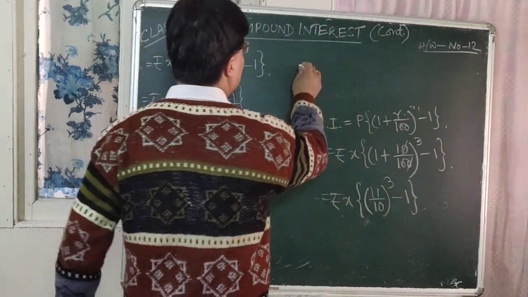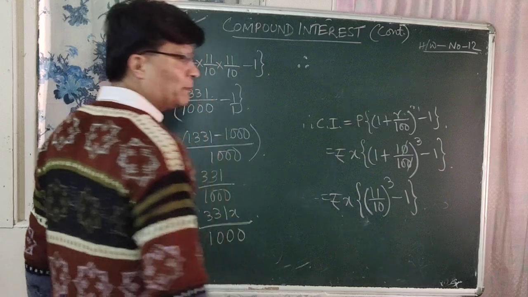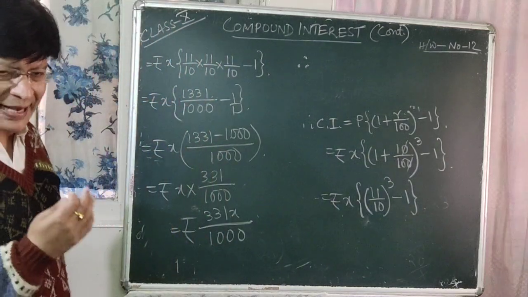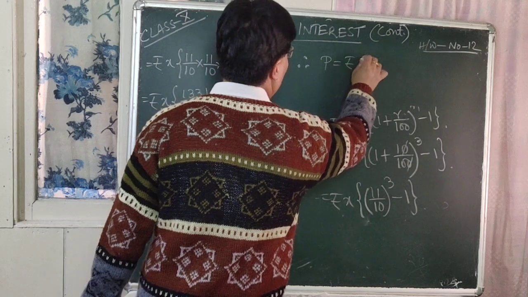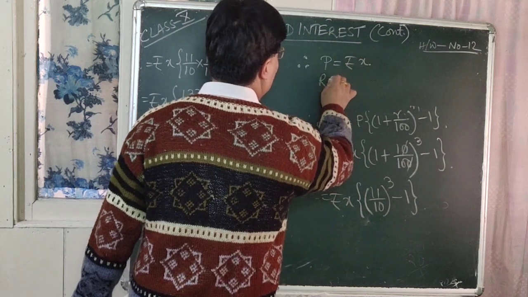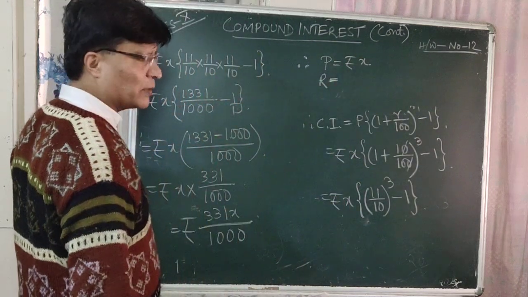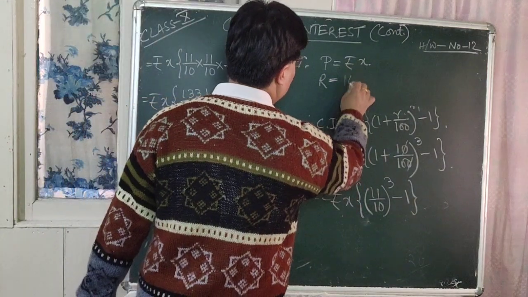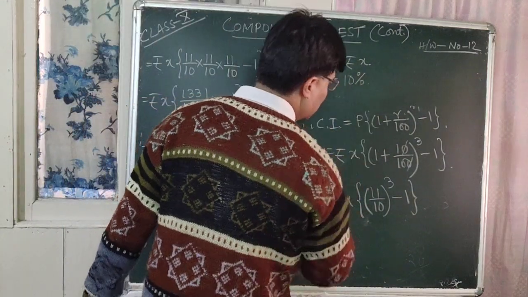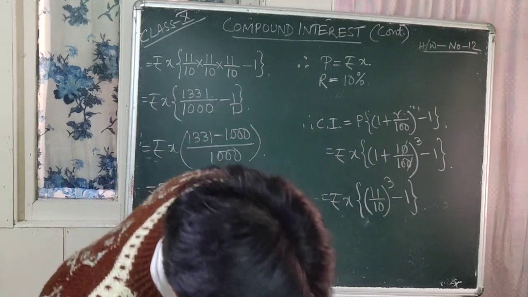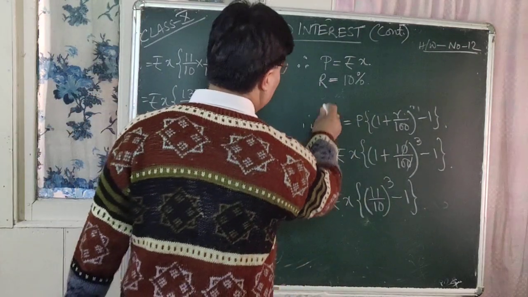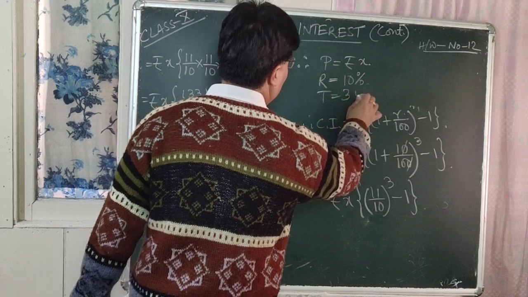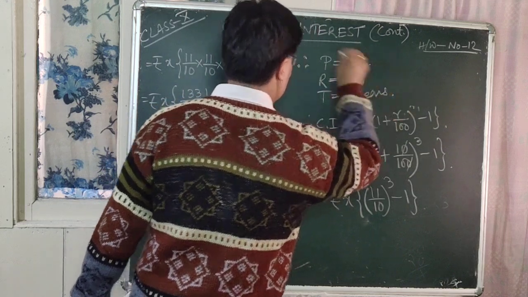So now again let us write down the principal, rate and the time. So principal was rupees x. What was the rate of interest per annum? It was 10%, I think. Is it correct? 10%? Yes, it is 10%. What is the time? Time is equal to 3 years.